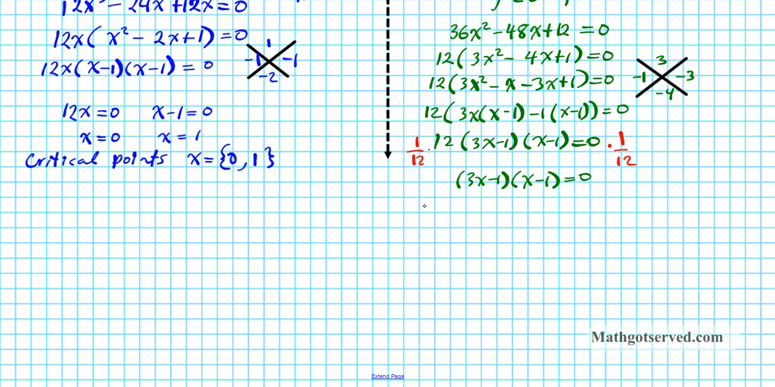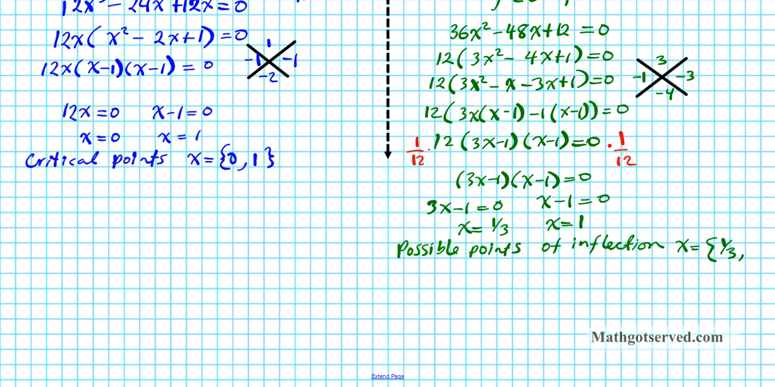Then we use the zero product property. 3x minus 1 equals 0, and x minus 1 equals 0. If we solve both of them, we get x equals 1/3 for the first possible point, and x equals 1 for the second possible point of inflection. So the possible points of inflection are x equals 1/3 and 1. Those are our answers for part A.